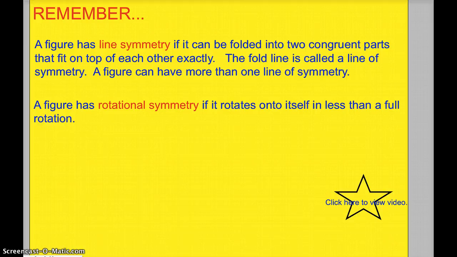So just remember that a figure has line symmetry if it can be folded into two congruent parts that fit on top of each other exactly. The fold line is called the line of symmetry. A figure can have more than one line of symmetry. A figure has rotational symmetry if it rotates onto itself in less than a full rotation.